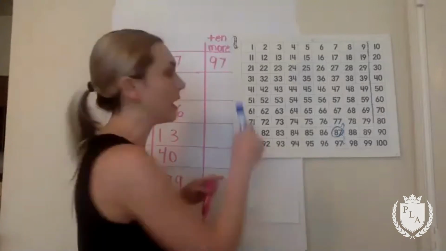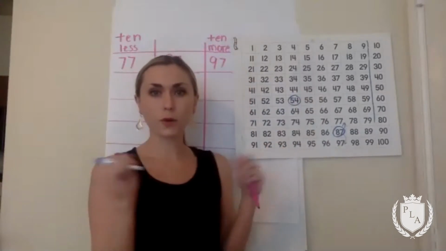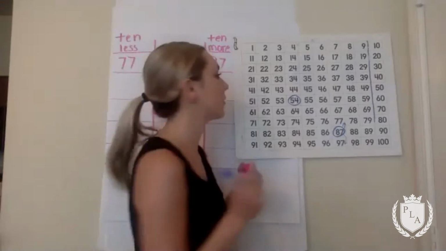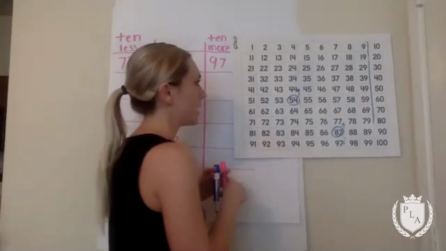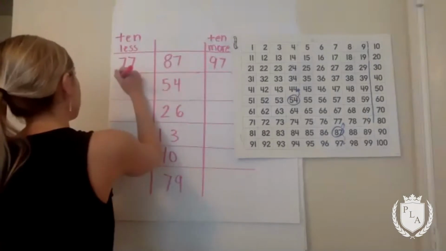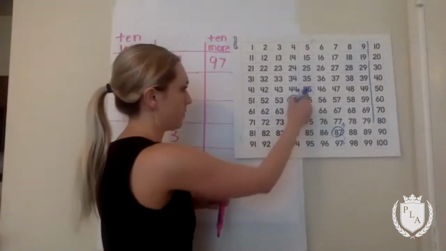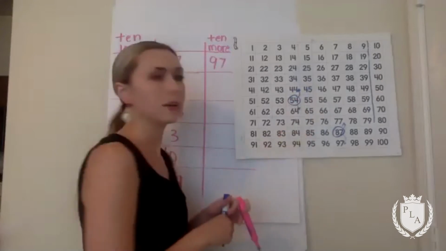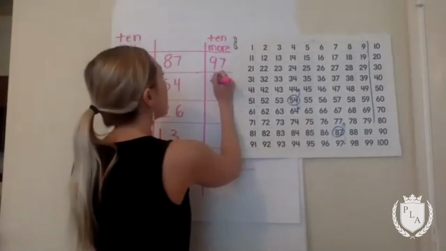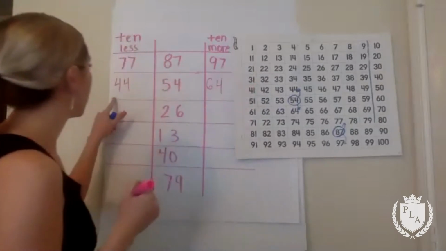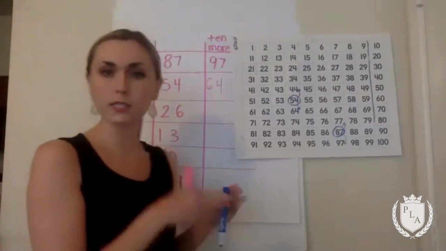54. So I'm going to find 54. Here's my 50s. Here's 54. I need to find 10 less. What do I do? You said jump up. You are correct. Jump up 1 square. So I know that it is 44. So I will write 44 right here. Now, 10 more. I have 54. You jump down 1 square. So what is 10 more than 54? 64. Good job. So I will write 64. Again, 4, 5, 6, and then the ones stay the same. So the tens place is the only part that's changing.